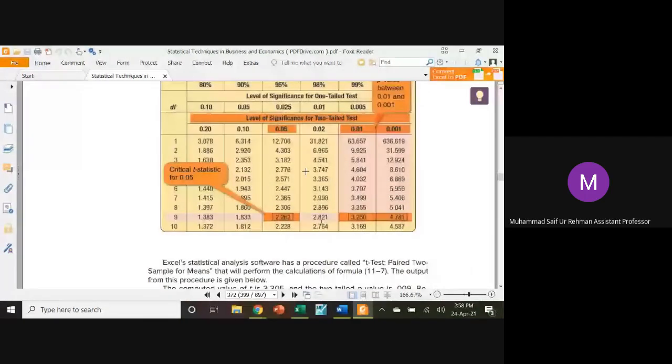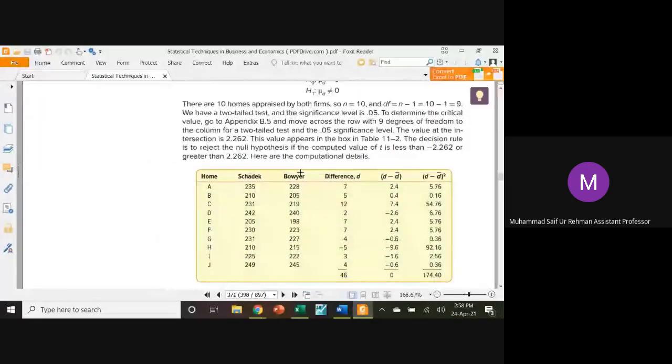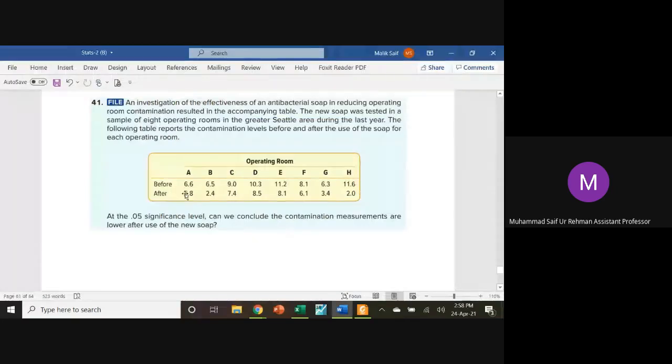In this case, we shall use this formula: D bar divided by SD divided by square root n. Here D bar is basically the difference. I shall explain it, and what SD is and what n is. You will use basically this formula to find the calculated T statistic. So let us solve this question.